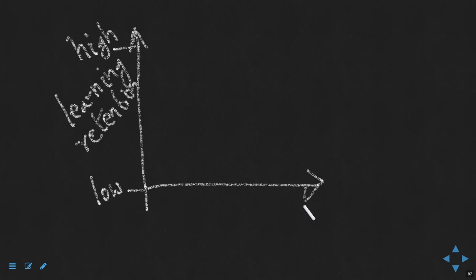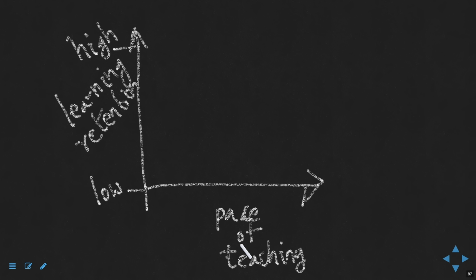And the variable that we have with us is the pace of teaching. Sorry, this is pace. Okay, so now if we look at this plot, we have high learning retention, and the pace of teaching is what we are tracking. So we have a low pace of teaching, which means she is going very slow, and she is going very fast. So that's the variable the teacher has.